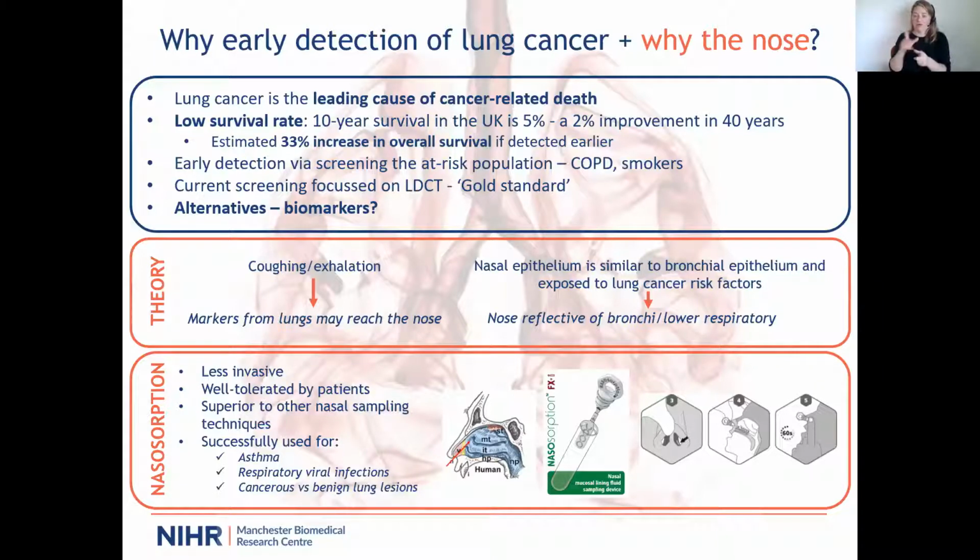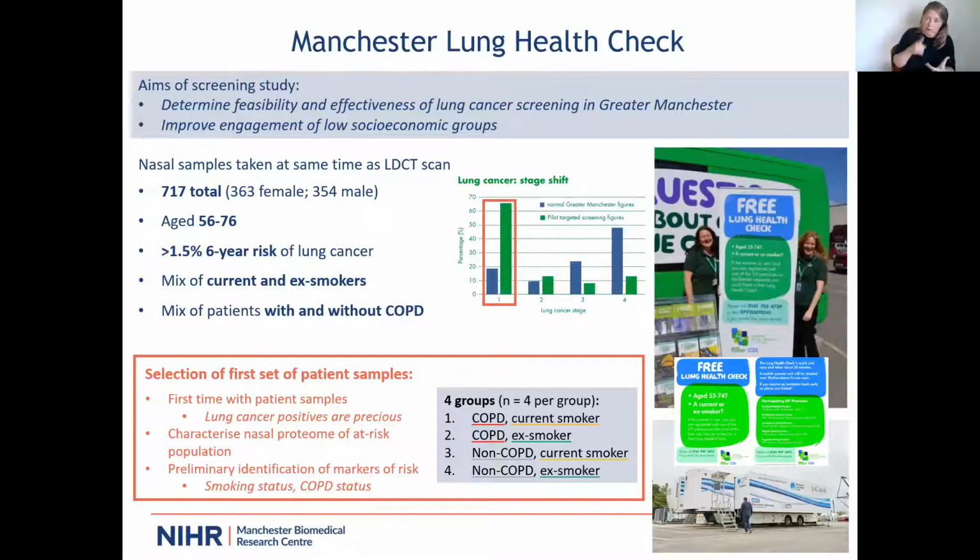And it's been used successfully for diseases such as asthma and respiratory viral infections such as RSV. And also people have managed to distinguish between benign and cancerous lesions in the lung by using RNA taken from the nose. We're also exploring it for COVID, which is another topic that I don't have time to go into today. So the samples that we've got for the lung cancer studies are from the Manchester Lung Health Check that happened in 2017.